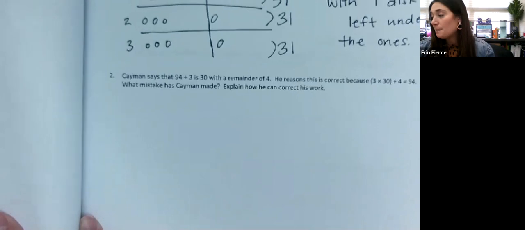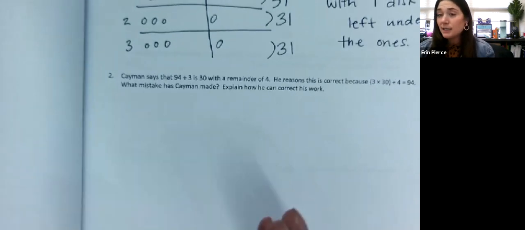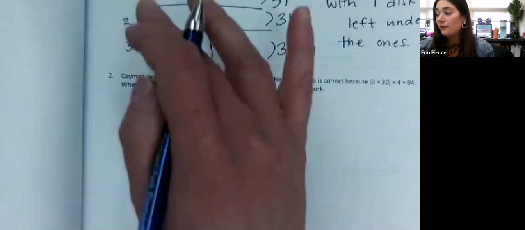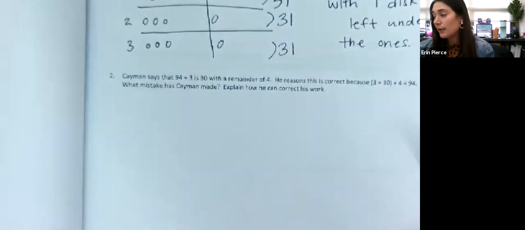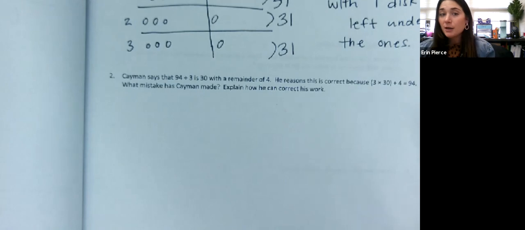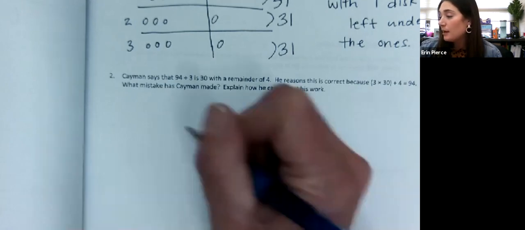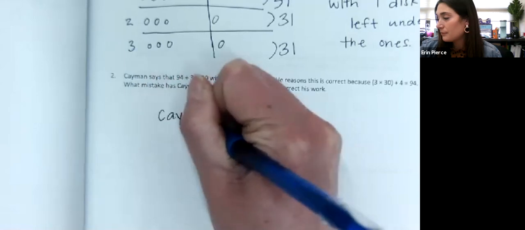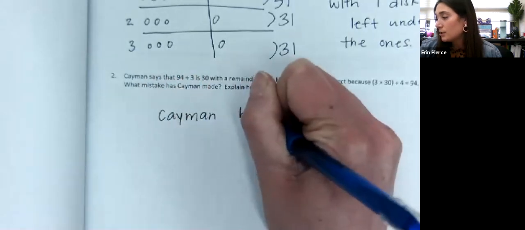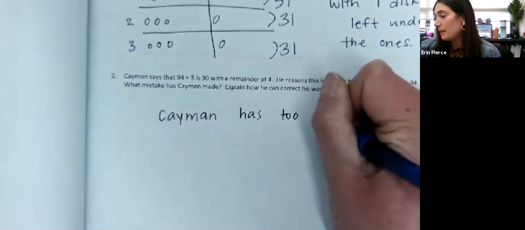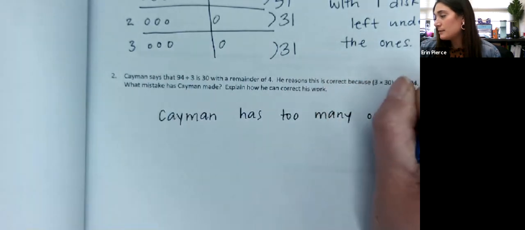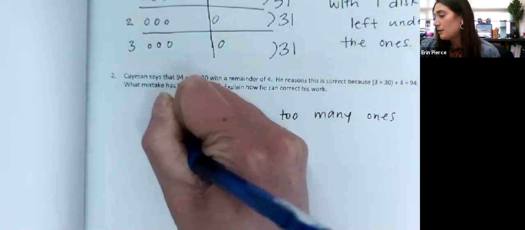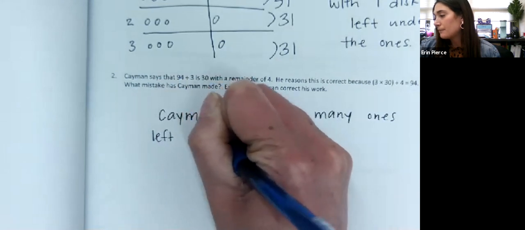So maybe we could say his reasoning is correct. 3 times 30 is, if we split out the tens, we would have 3 for each of the tens. However, 4 is too much of a remainder. What mistake has Cayman made? Cayman has too many ones left over.